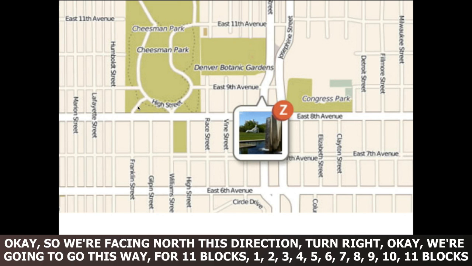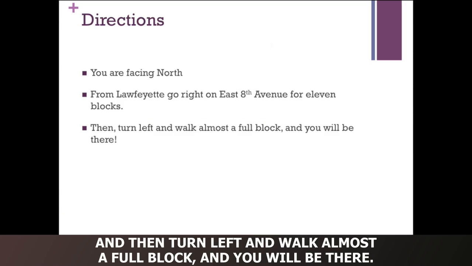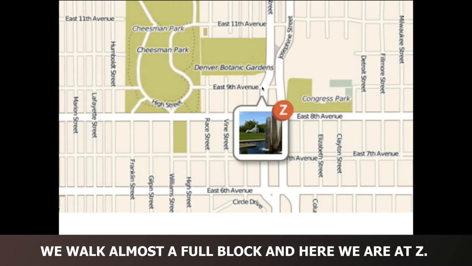Okay, so we're facing north, this direction. Turn right, okay, we're going to go this way, for 11 blocks. 1, 2, 3, 4, 5, 6, 7, 8, 9, 10, 11 blocks. And then turn left and walk almost a full block, and you will be there. Okay, remember we're going this direction, so left is going to be that way. We walk almost a full block, and here we are at Z.